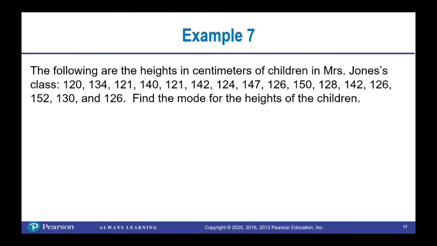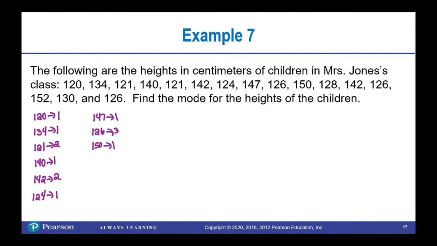Now look at example 7. We are asked to find the mode for the heights of the children in Mrs. Jones's class. So I'm going to look at how many times each value is listed. 120 is listed only once. 134 is listed only once. And I'm going to continue looking at how many times each value is listed until I've looked at all of the possible values, in other words, all of the possible heights in Mrs. Jones's class. 126 is the most frequent, and so our mode here would be 126.